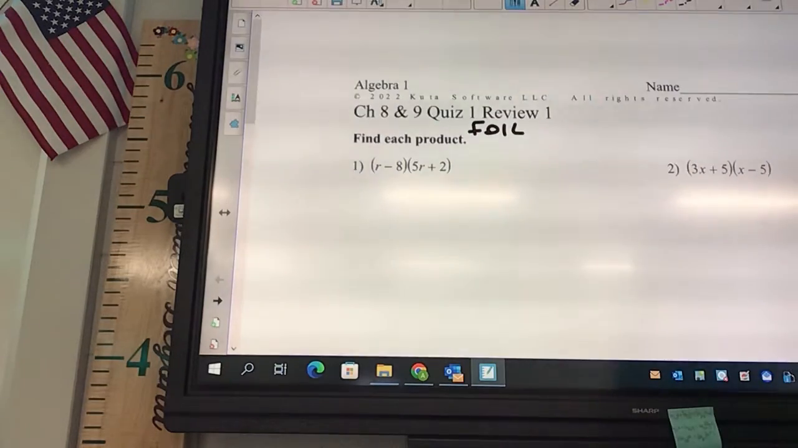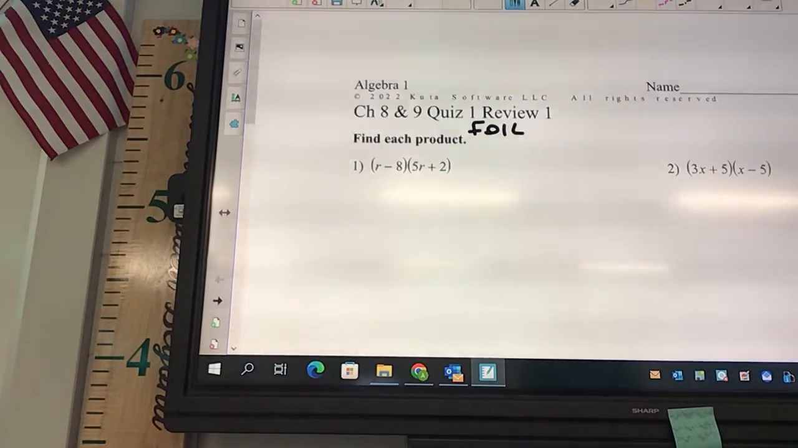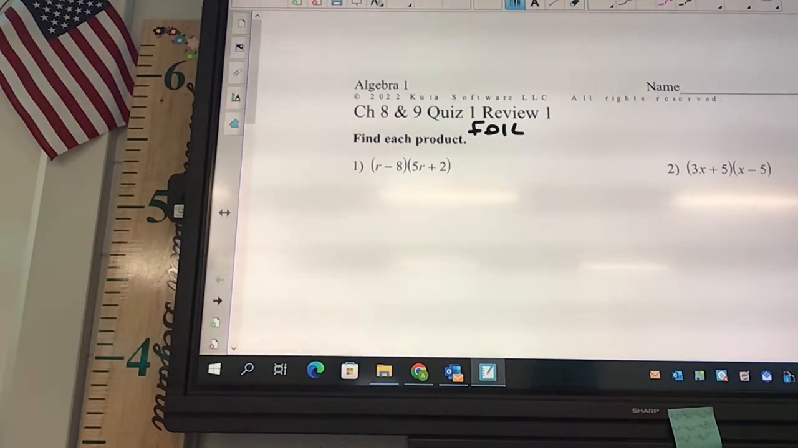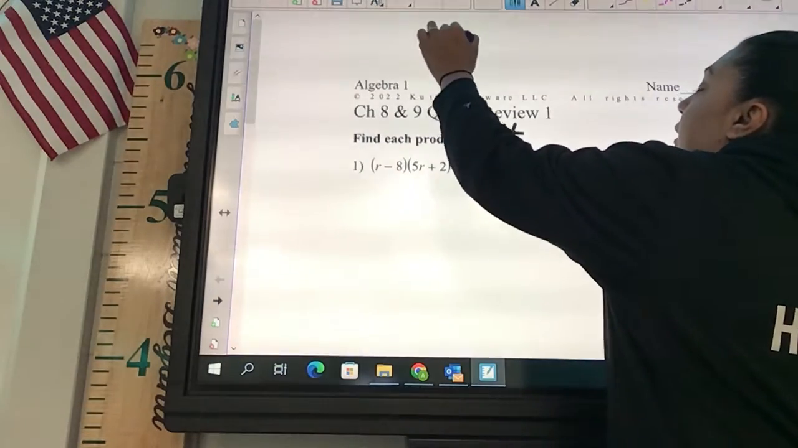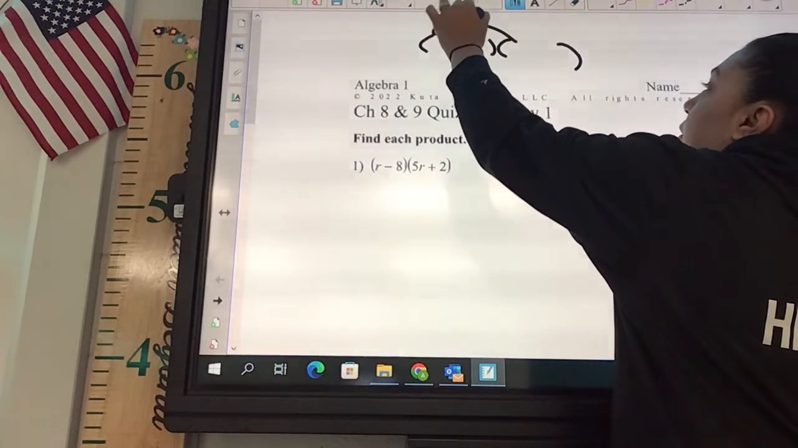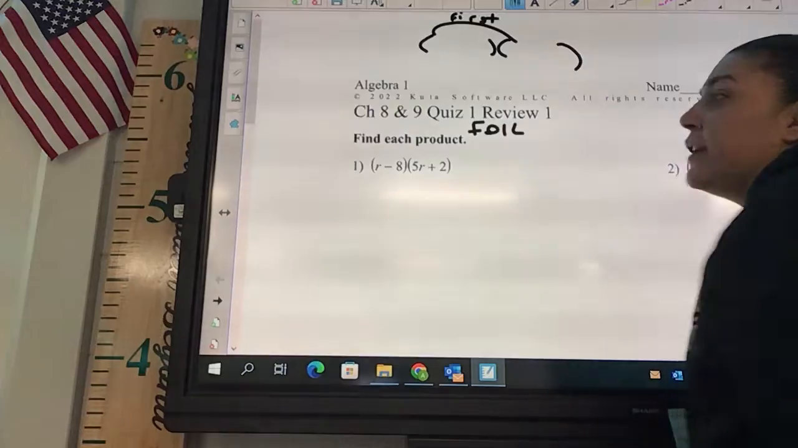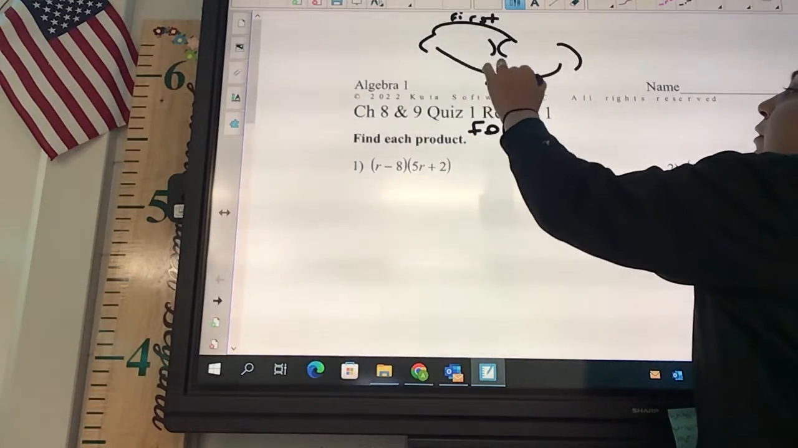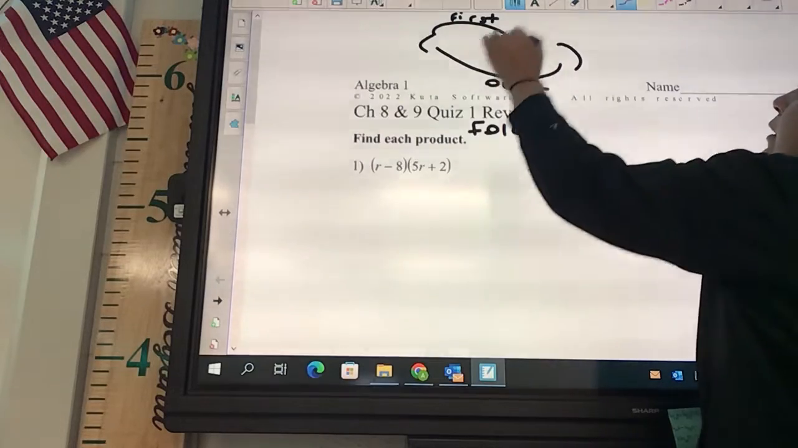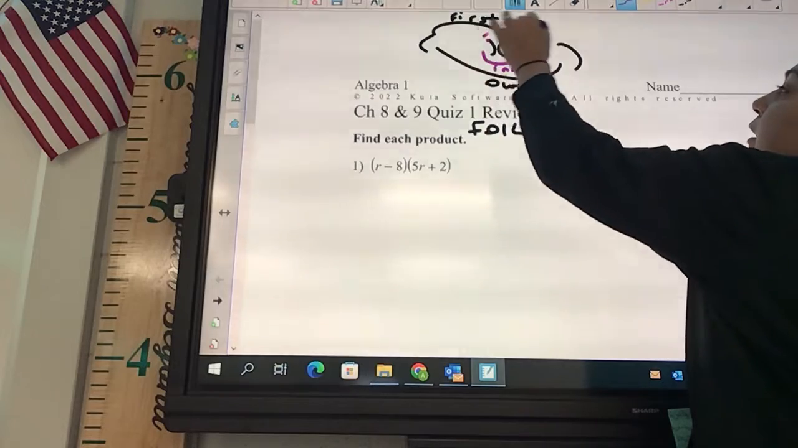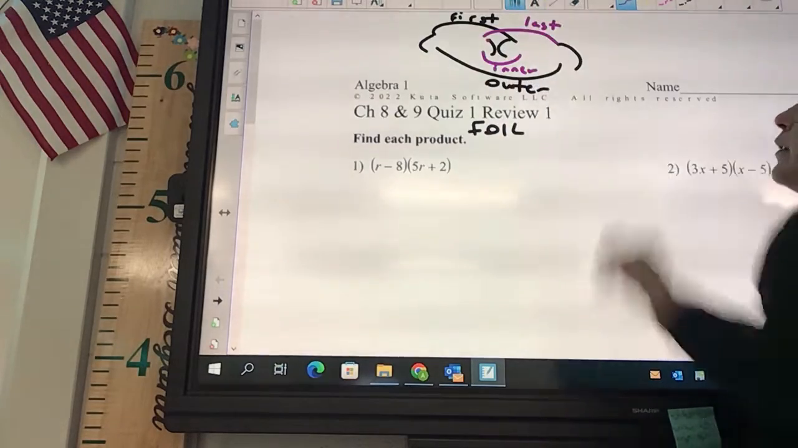Okay, FOIL. What does FOIL stand for? What's the F stand for? First. So if we have something like this, you multiply the first and the last. What's the O stand for? Outer. The outer, then the inner, the inner two, and then the last two. See, I did know that.